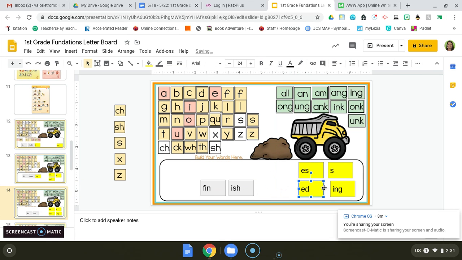I can do the same thing with our other suffix if it wants to come. What's my whole word? Finishing. I am finishing the paint in the playroom. What's the base word? Finish. And when I add my suffix, ing, the whole word is finishing. Good.